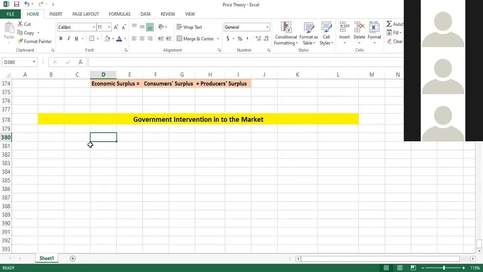So that is one main method of government intervention, right? So we call it price controls. Price control, that is one main method of government intervention. One main method of government intervention is called price control.